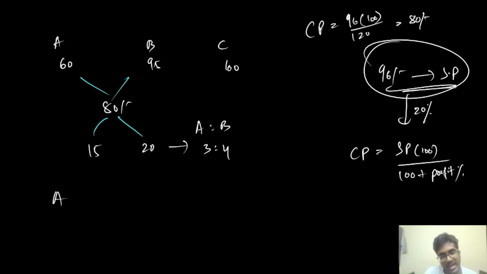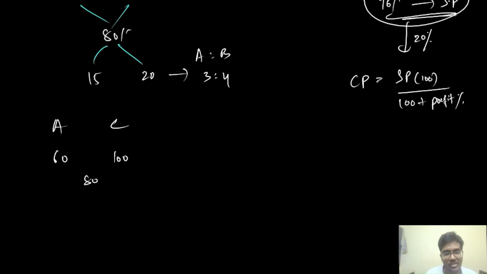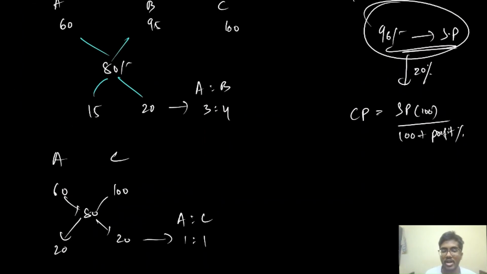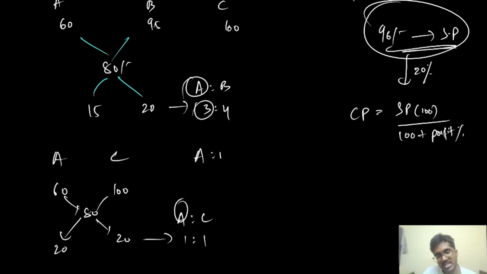So you take A value here, C value here, A is 60, C is 100, you can put 80 here. And what do you get as the difference? You get the difference to be equal to 20 here, and 20 here. So the ratio is 1:1, and this is A is to C. So we have got A is to B in the first ratio to be 3:4, A is to C in the second to be 1:1. A is common, so add them up. 3 plus 1 is equal to 4. So A is to B is to C would be equal to 4:4:1. This is the final answer, right?